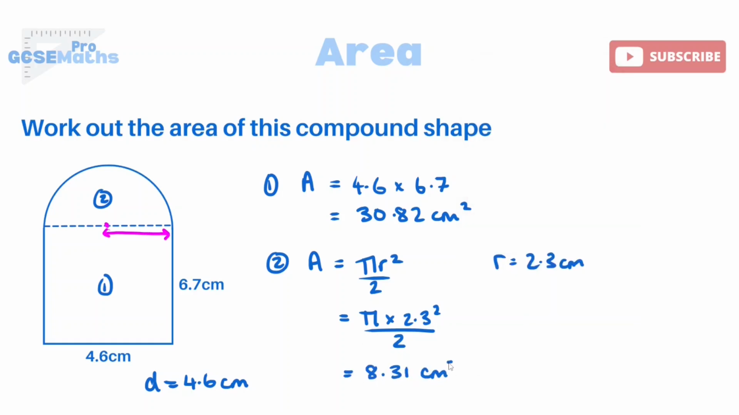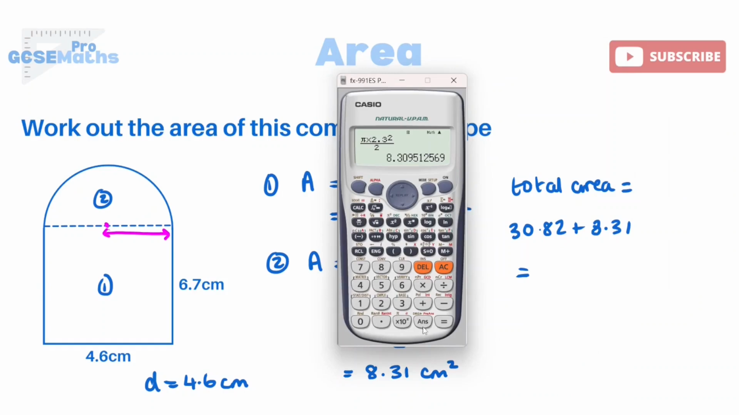31. Now, what you can do in your actual calculator is just keep the answer and add it directly, copy the answer. So the last bit is just the total area, so I need to add them together. Total area equals 30.82 plus 8.31. Now in this case, I can use my answer button to copy that answer.